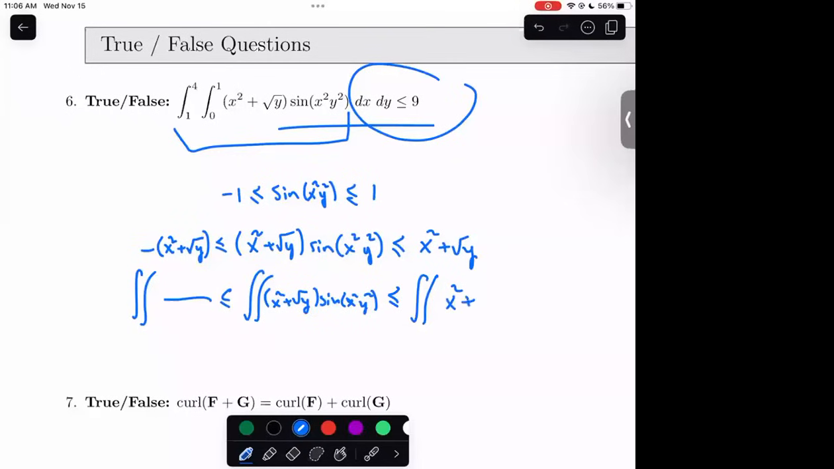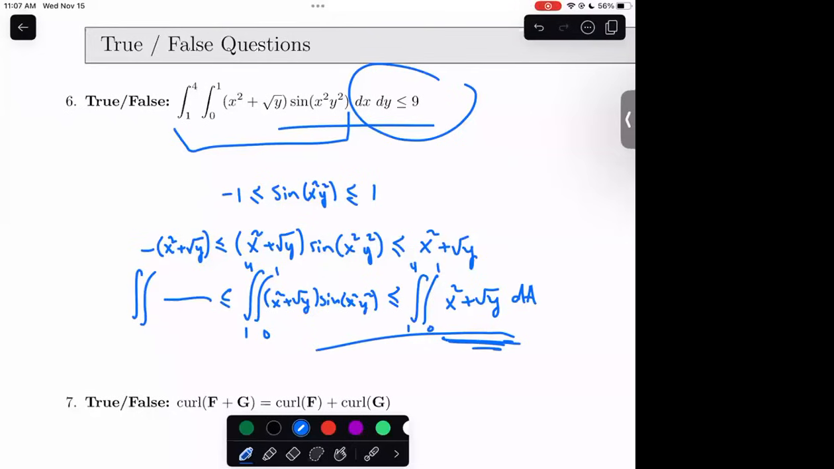And so I become very interested in this much, much simpler integral here, right? I can now start to set up my bounds again. So this is from 1 to 4, 0 to 1, 1 to 4, 0 to 1. Again, integrating with respect to x first and then with respect to y. This thing on the right-hand side is much easier to evaluate.